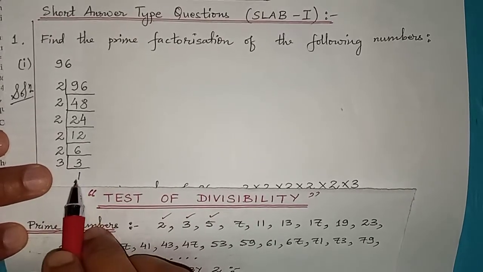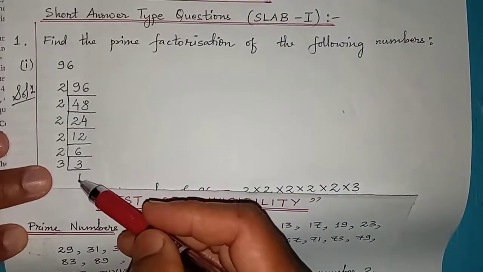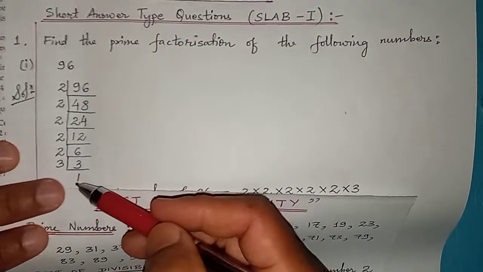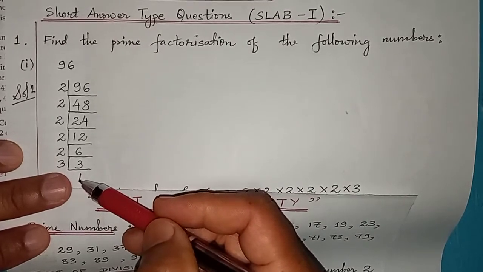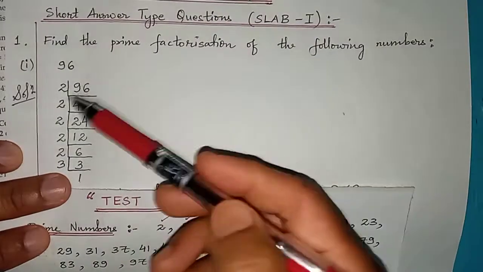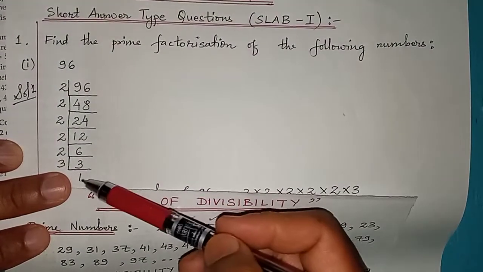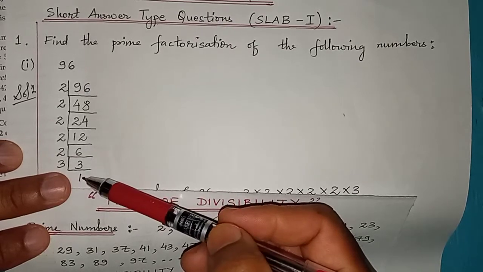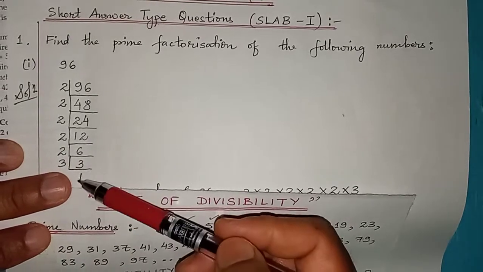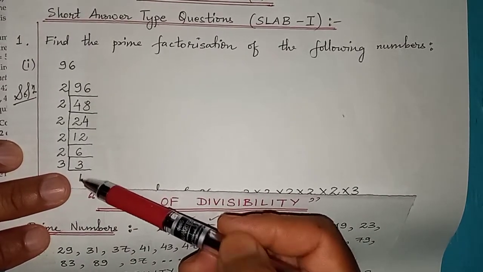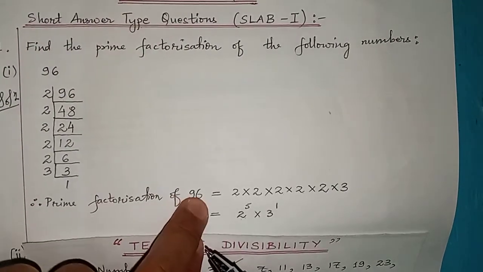So 3 ones are 3, and you should keep on doing this process until you get 1, and you have to stop here. Suppose I want to ask you why we should stop here. Because the fundamental theorem of arithmetic says that only composite numbers we can prime factorize as a product of primes, but 1 is not a composite number and 1 is not a prime number also, so we cannot prime factorize further. So we should stop when you get 1.